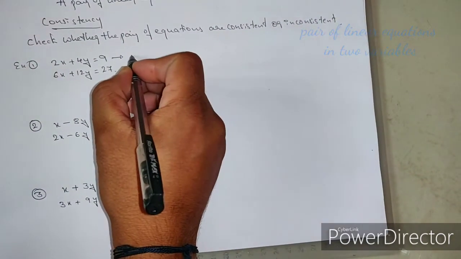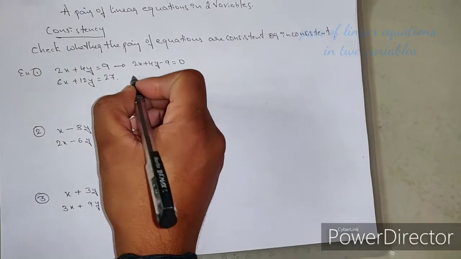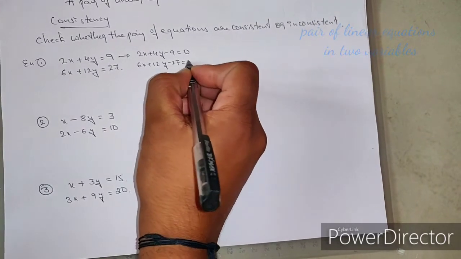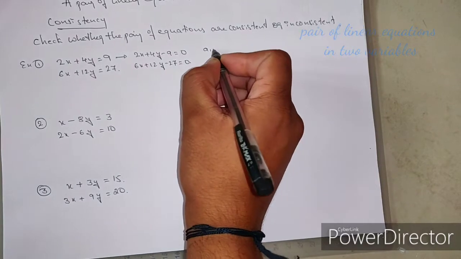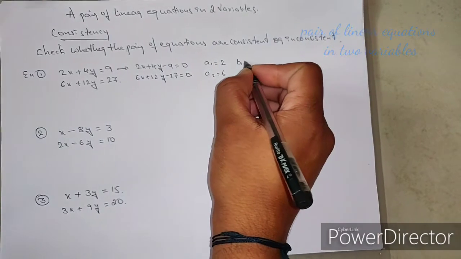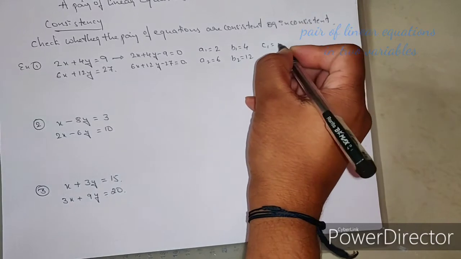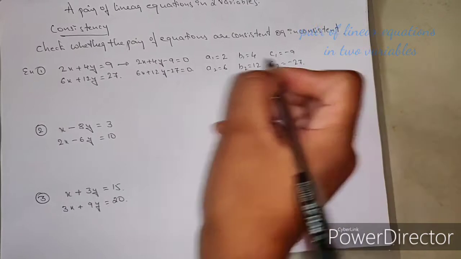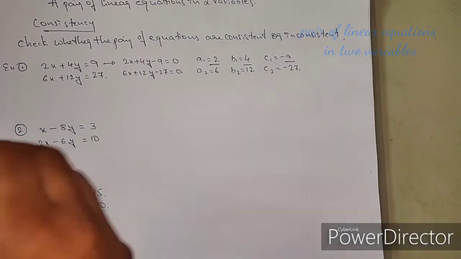This can be written as 2x plus 4y minus 9 is equal to 0, and 6x plus 12y minus 27 is equal to 0. So let us write the values of a1, a2. a1 is equal to 2, a2 is equal to 6. b1 is equal to 4, b2 is equal to 12. c1 is equal to minus 9, c2 is equal to minus 27. So when we divide these, let us see what we get.